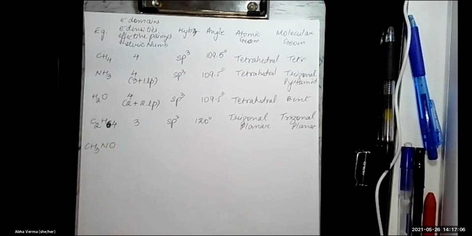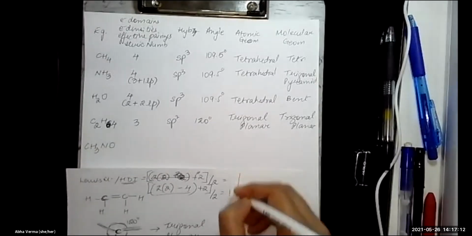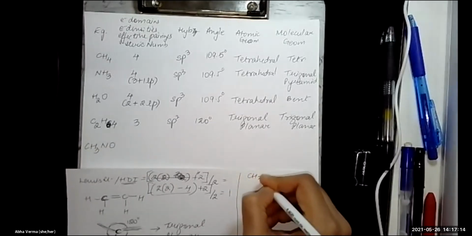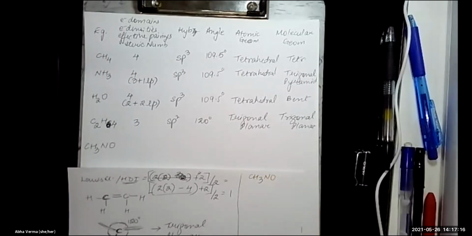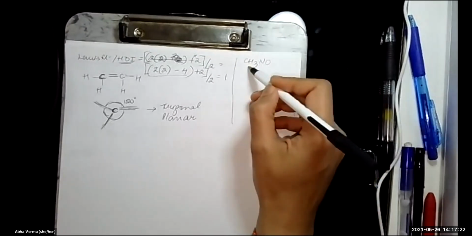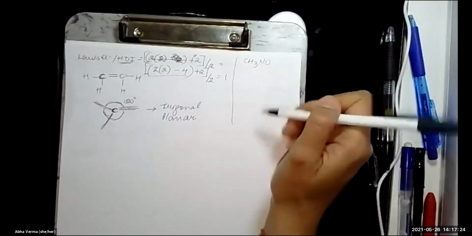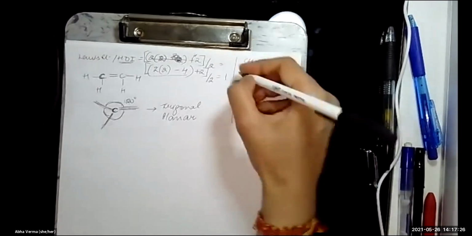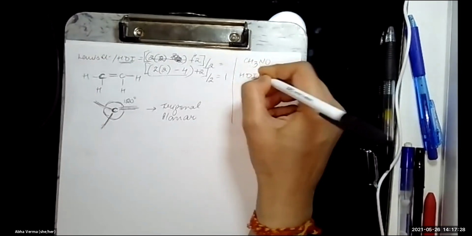CH3NO. I know it's a little over, but I'm helping you practice your Lewis structures also, right? So for CH3NO, Dahazia, how are we going to go about it? What is the first thing that we should do? Calculate the HDI. Very good. So what is the HDI here?